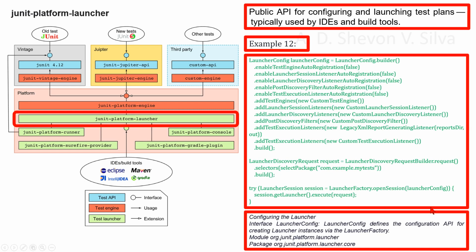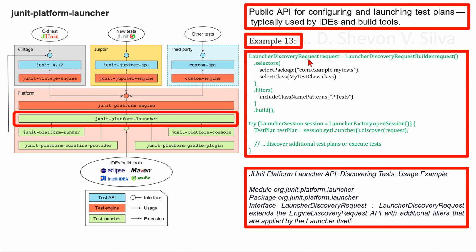As an example, now we are considering a usage example in discovering tests in the JUnit Platform Launcher API. LauncherDiscoveryRequest, the interface in package org.junit.platform.launcher in module org.junit.platform.launcher. The LauncherDiscoveryRequest extends the EngineDiscoveryRequest API with additional filters that are applied by the Launcher itself.